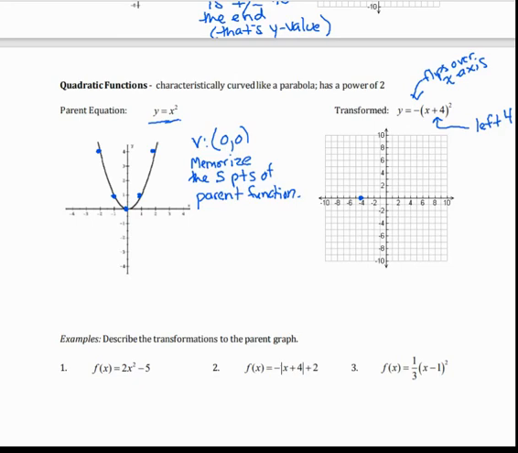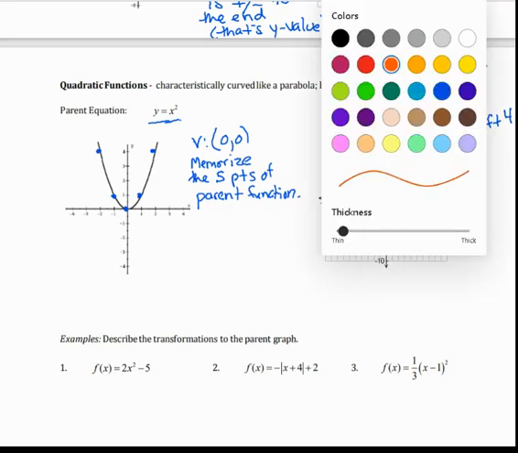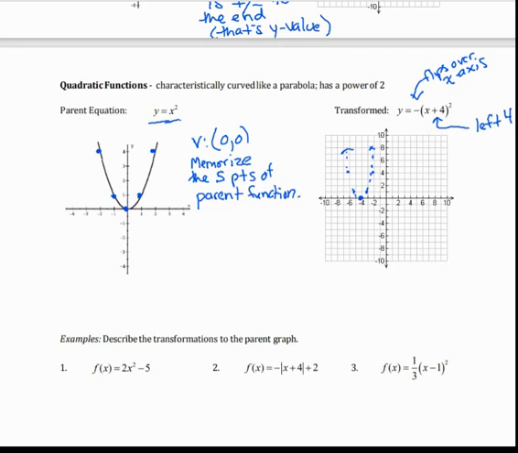Okay, now what normally happens after I have my vertex is that I normally go up 1, over 1. And I'm just going to quick sketch that. And then I go over 2 and then up 4. And then I would connect my curve. However, we need to remember that we are flipping over the x-axis. So the real graph that we want to have not only is going to be shifted to the left 4, but now it's going to flip.